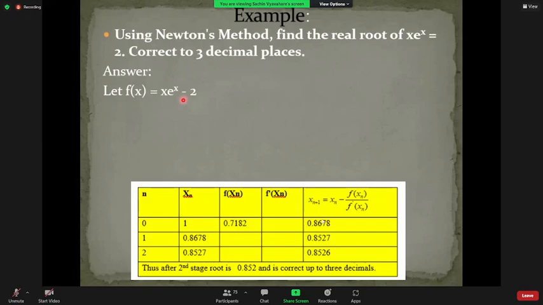Now what is f of 0? Minus 2. Okay, correct. f of 1.